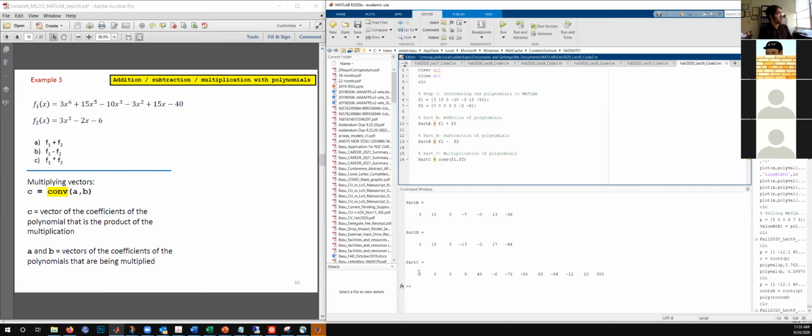So these first two parts are rather easy. Let's think about the third part. Just do a quick calculation in your head and tell me what should be the highest power of x when you multiply F1 and F2. Nine.